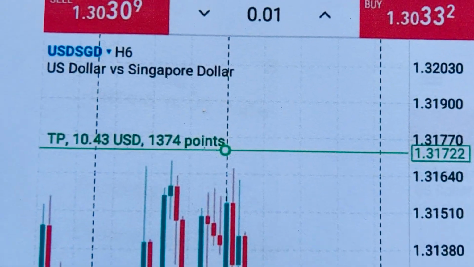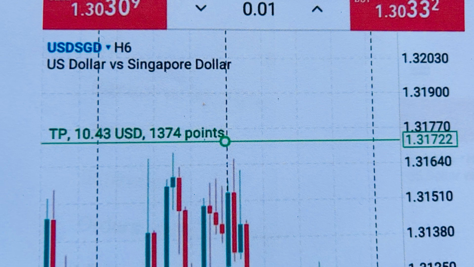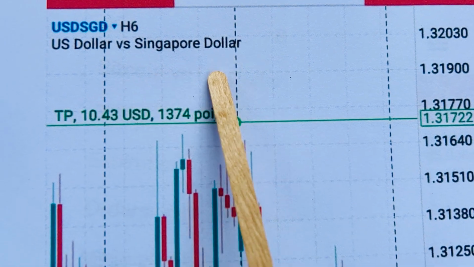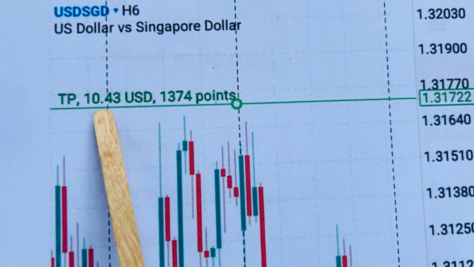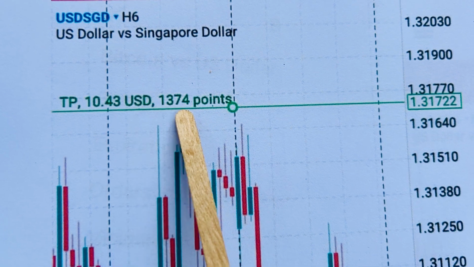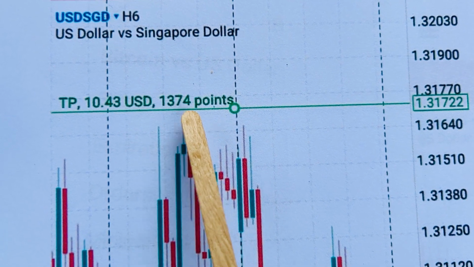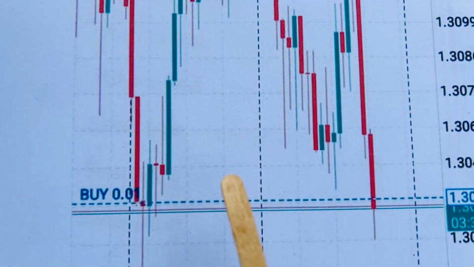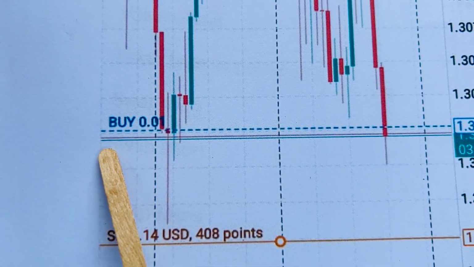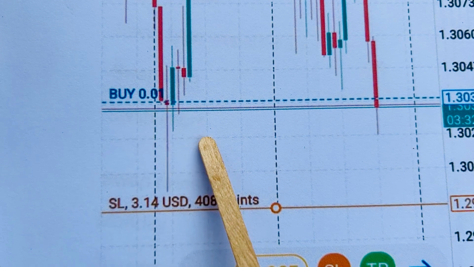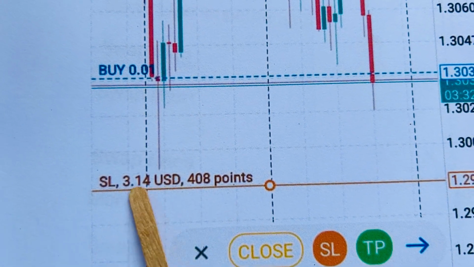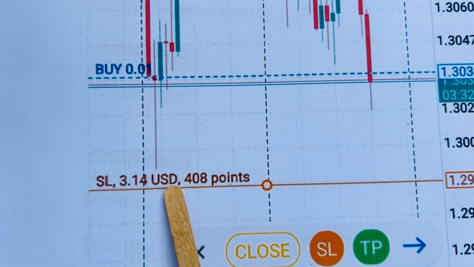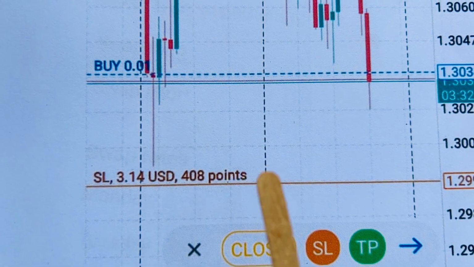Now, when we look here, we are on a US dollar versus the Singapore dollar. We have a TP of 10.43 US dollars, and the number of points is 1,374 points. And when we look below here, we have a buy of 0.01, which is the lot size, and the stop loss is 3.14 US dollars, 408 points.